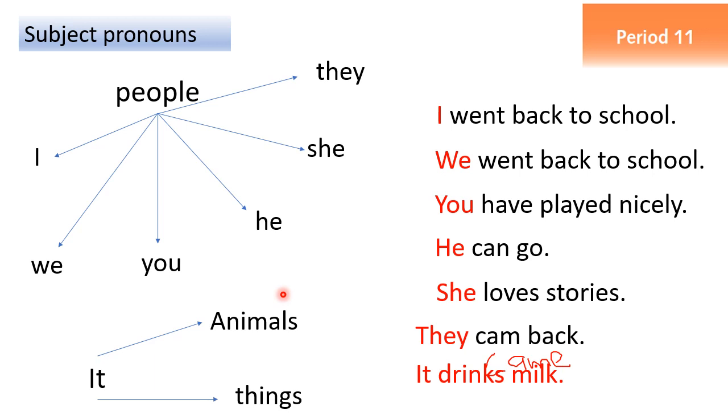They are pronouns in the place of the subject. Why? Because they are considered the doer of the action. I went back. We went back. You have played. He can go. She loves stories. They came back. It drinks milk. All of them are in the place of the one who did the action. So they are subject pronouns.